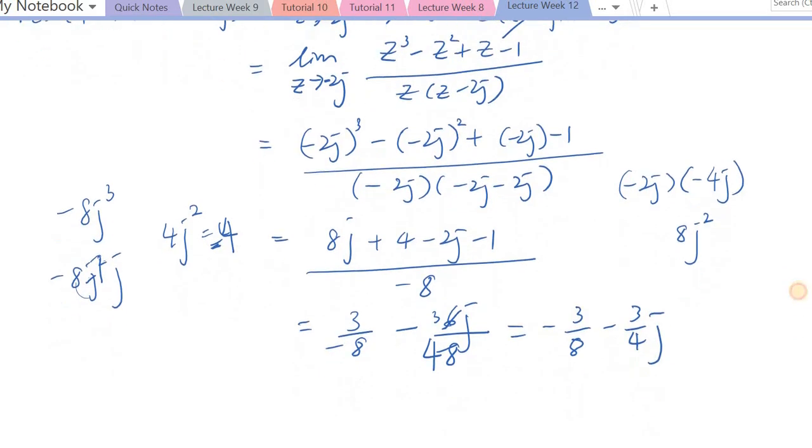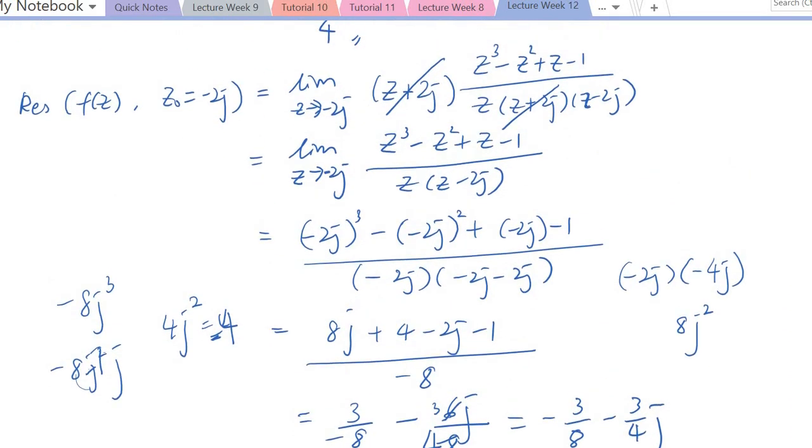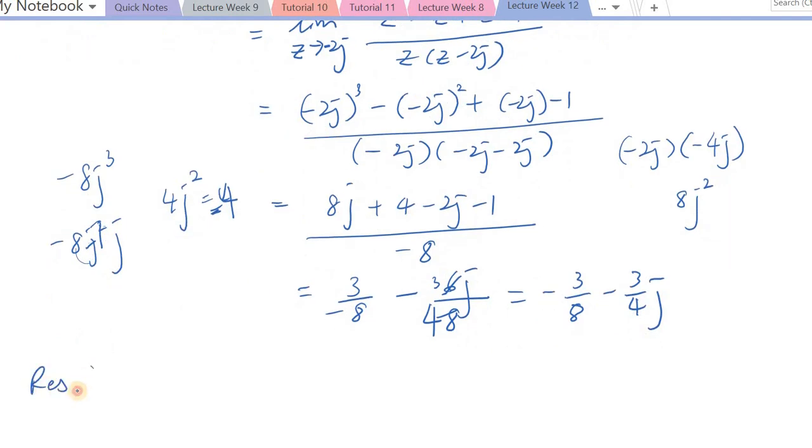And then the third one, we have to find the residue at another singularity. Residue of f(z) at z0 equals 2j.